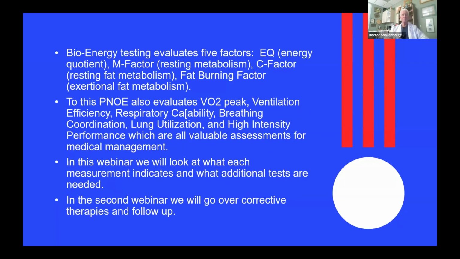So that resting data, along with the exercise data, evaluates for, in the bioenergy testing scheme, 5 factors. Number 1 factor is what we call EQ, or your energy quotient. Everybody's got an intelligence quotient. That's your IQ. It's how good your brain is. So an EQ is how good your mitochondria are, how good your overall heart is, how good your circulation is, how good your engine is, basically. That's your energy quotient. And that's basically going to refer to your maximum METs.